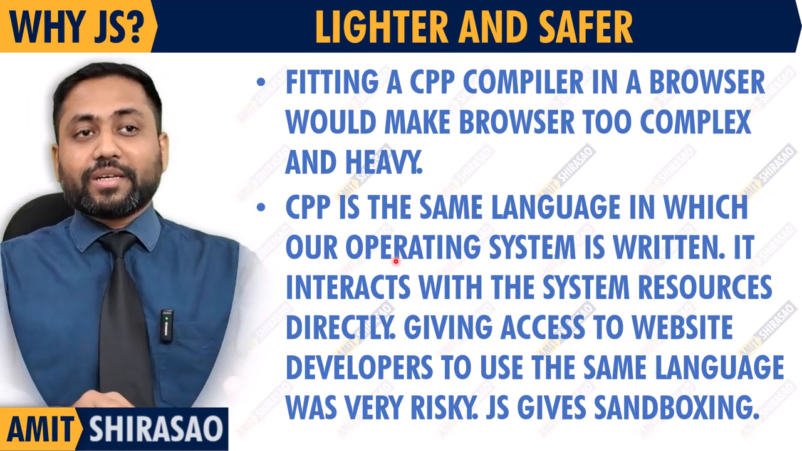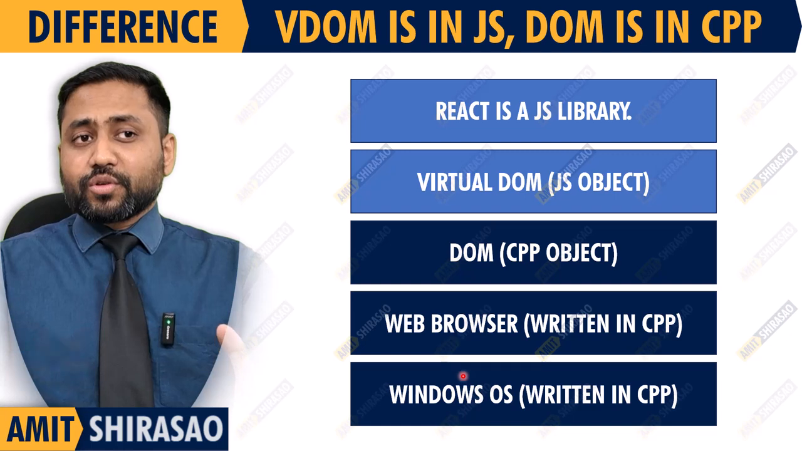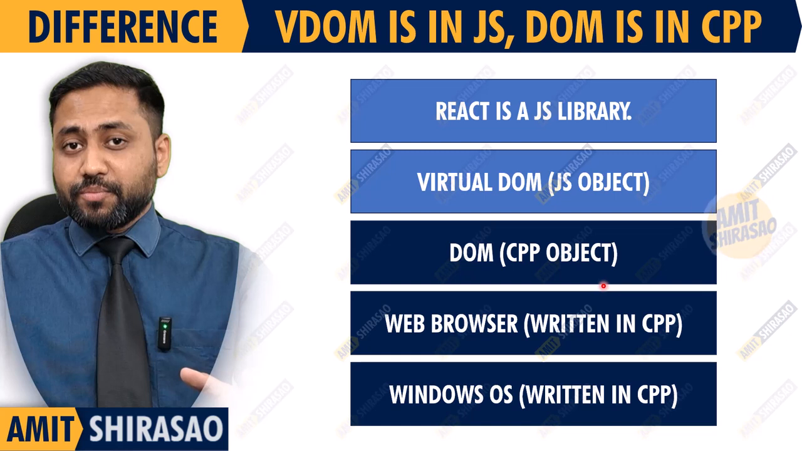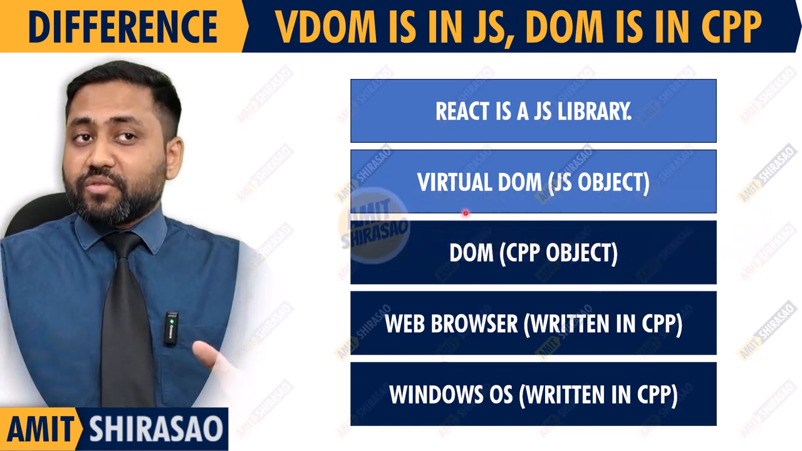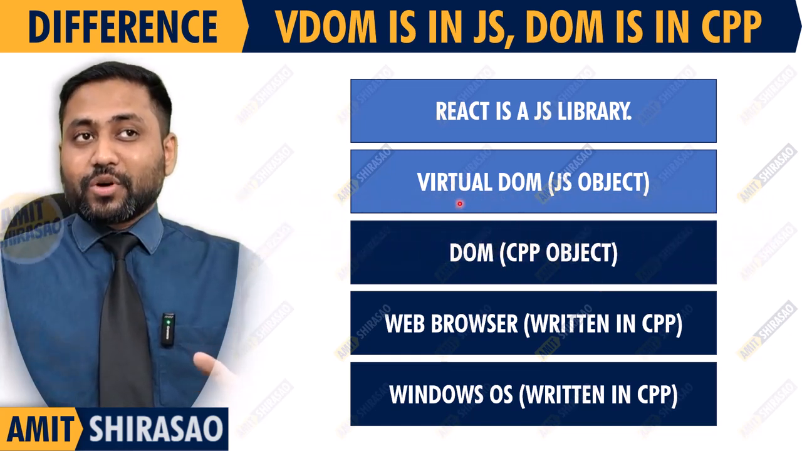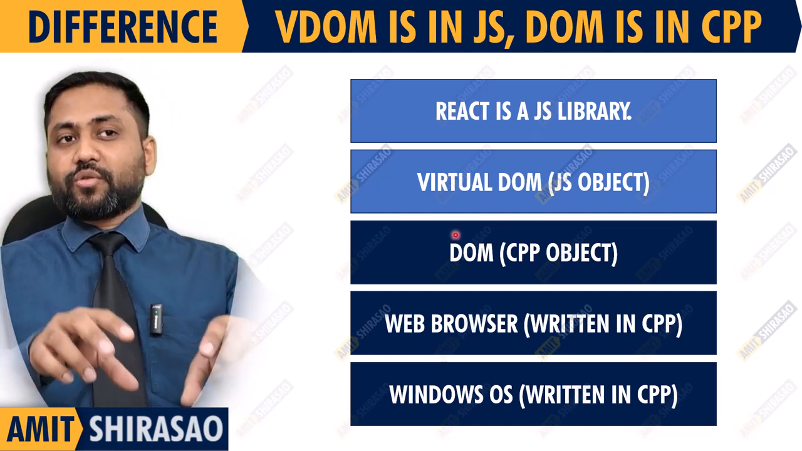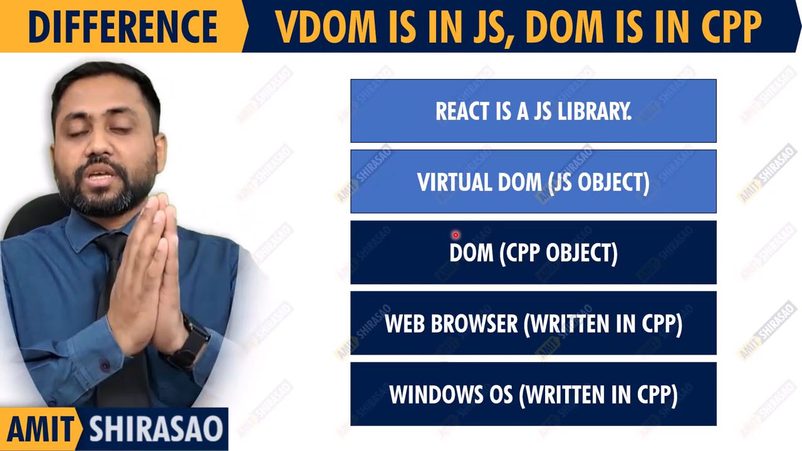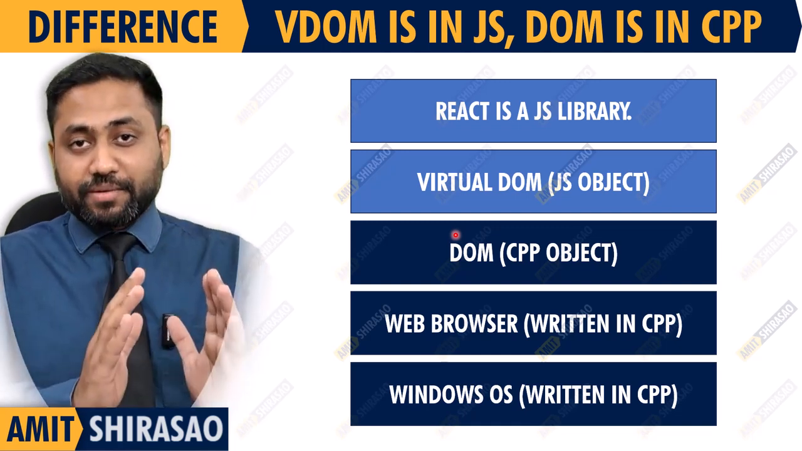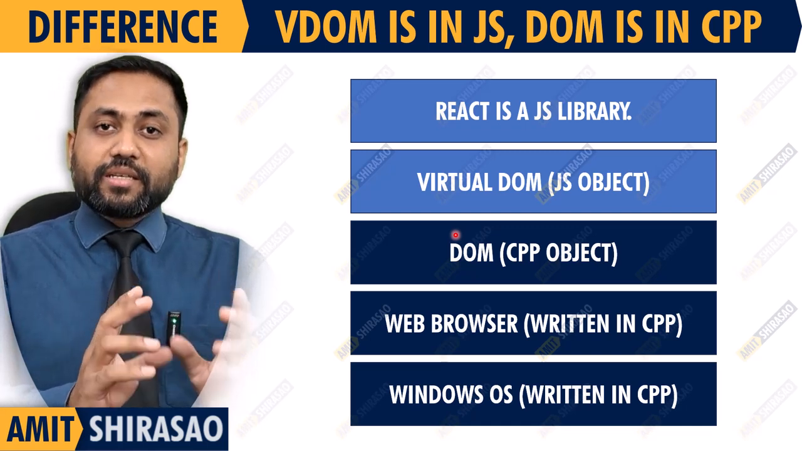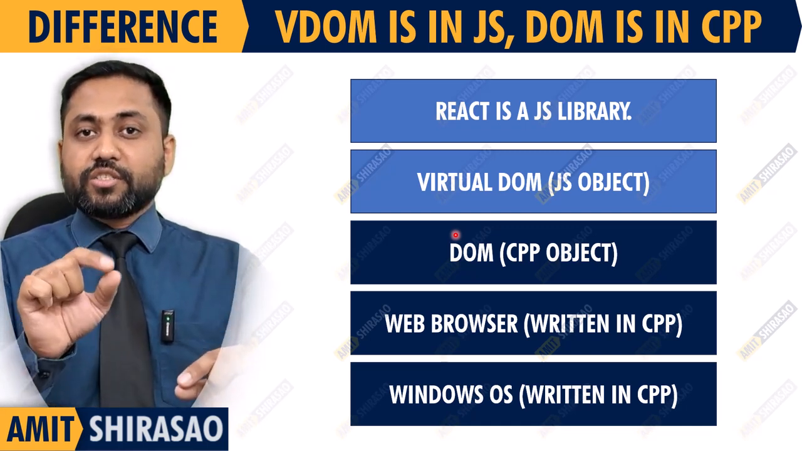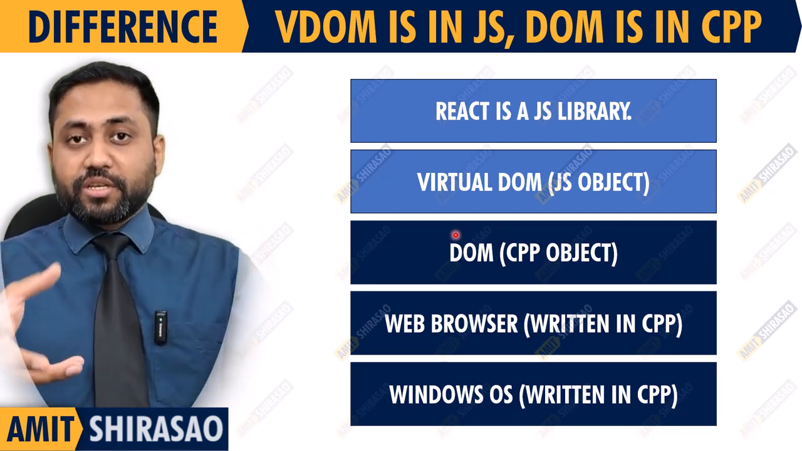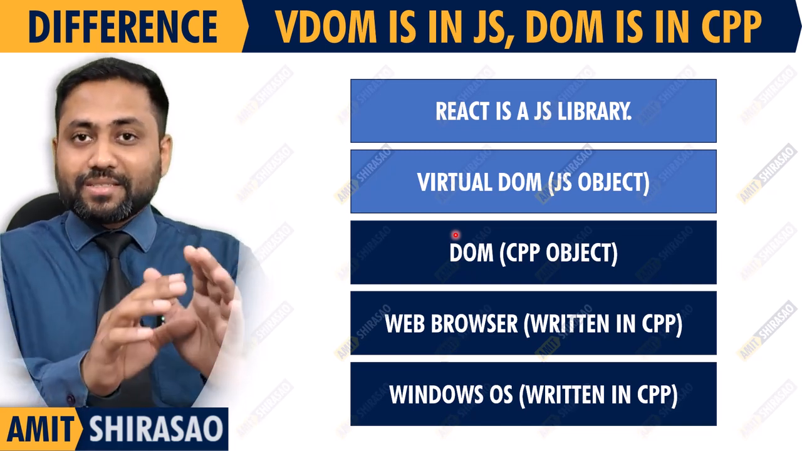Now let us come back to the earlier slides. This is how your system is. Operating system CPP, browser CPP, DOM CPP, virtual DOM. This is what React uses. So React just creates a copy of these CPP objects and it creates it in the form of JavaScript. Why? Because React is a JavaScript library. React is a collection of functions which are written in JavaScript. Just JavaScript functions collected together, and that becomes a library, and that library is React. So it is nothing but JavaScript.